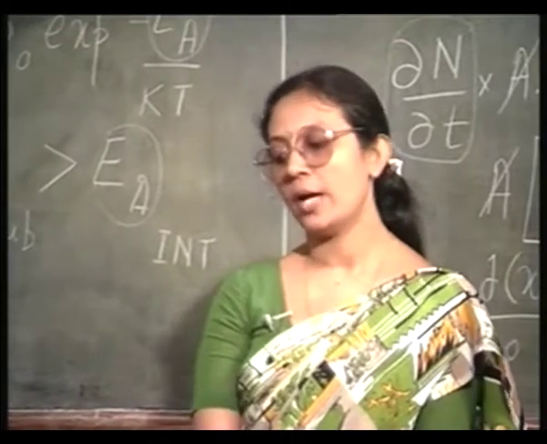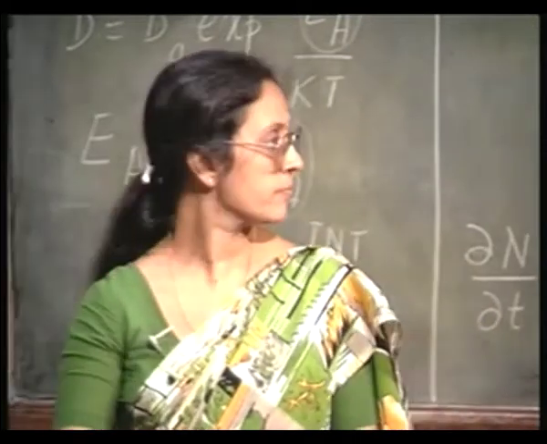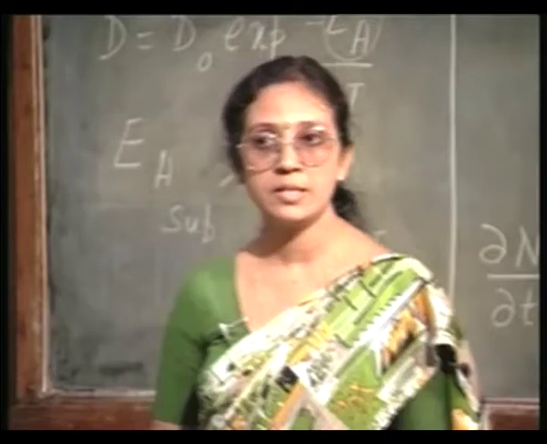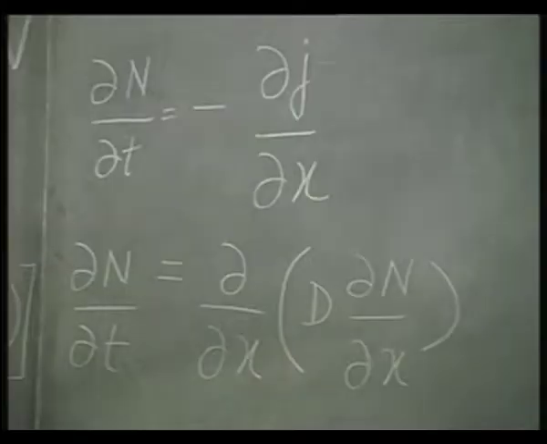Fick's second law actually is very interesting. You see, it says del n del t is del del x of d del n del x. Now, the question is, what about d? Is d a constant or is it a variable? That is, can I take this d out of the differentials? If d is a constant, I could do that. I could simply take this d out.